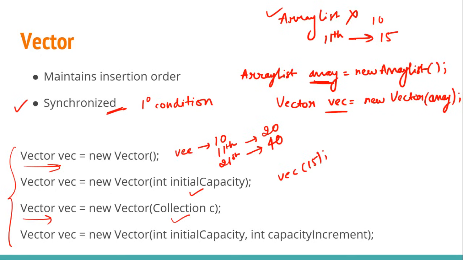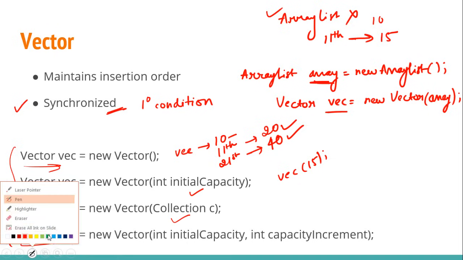Okay, and the final variation is this, where you see a vector is created. We have initial capacity like we had right here, and we also have capacity increment. We saw that by default the size of a vector is 10, and it increases by doubling itself every time it bounces off the size. Now if you don't want the size to be increased by 10, you want a particular capacity, you can specifically say that.